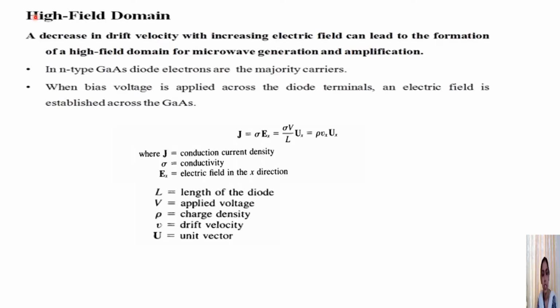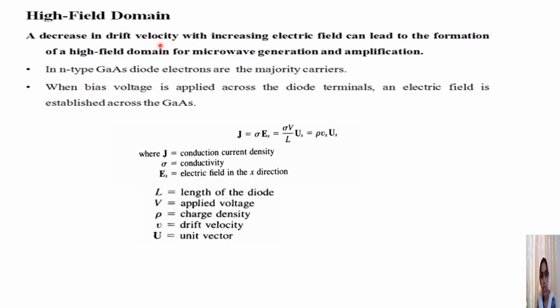Now we will see the high field domain formation in the Gunn diode. When we are talking about this domain formation, in the first lecture we have already seen, relating to our negative resistance characteristic, that when it is a voltage controlled mode, a high field domain will be formed separating the low field domains. You have already seen this in the first lecture.